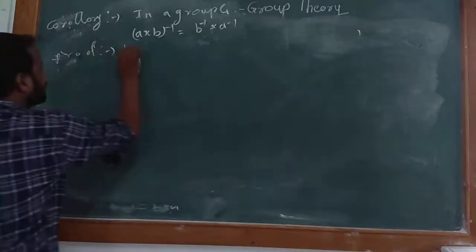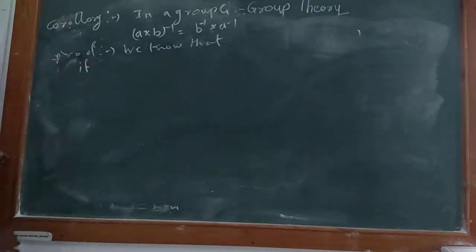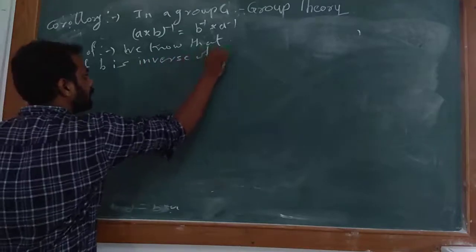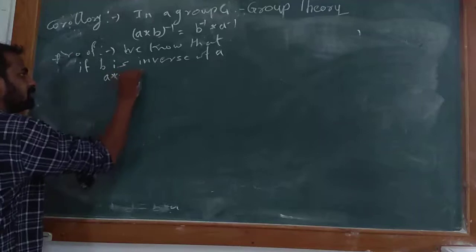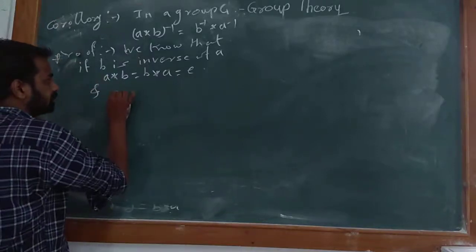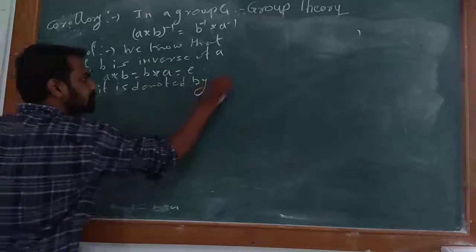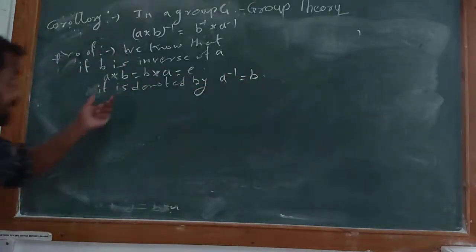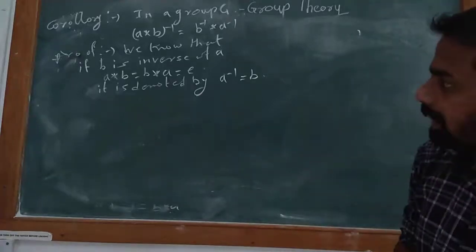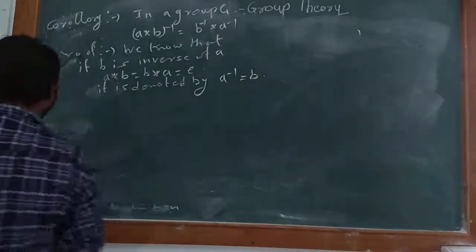So, we know that if B is the inverse of A, then it satisfies the condition A star B is equal to B star A is equal to identity, and it is denoted by A inverse is equal to B.